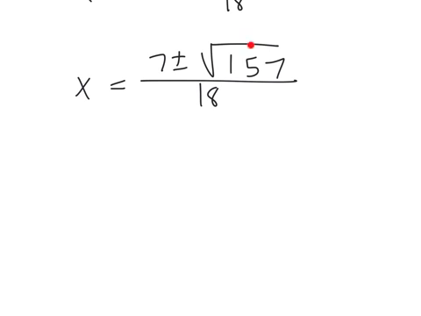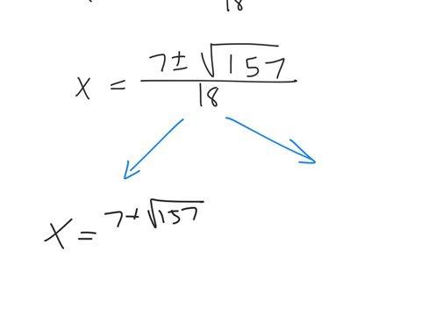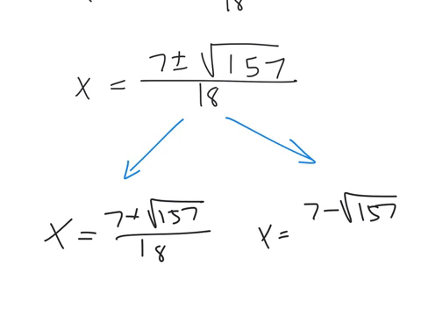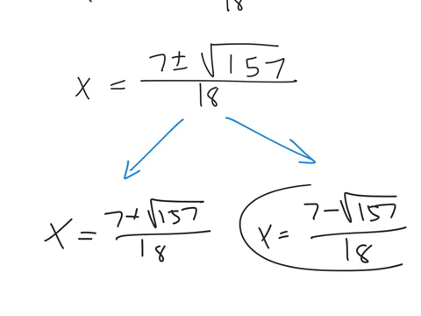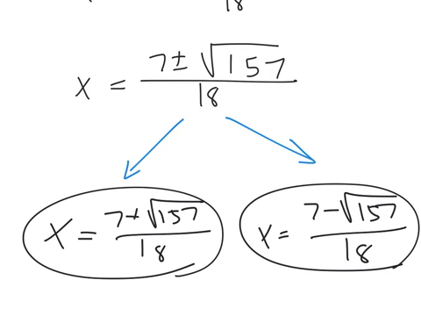Now, I'm not sure if 157 factors at all. So I'm going to leave it like that. 157 might factor, but I'm not entirely sure. So this becomes your two equations. It's x equals 7 plus the square root of 157 over 18, and x equals 7 minus the square root of 157 over 18. And there are your two answers.